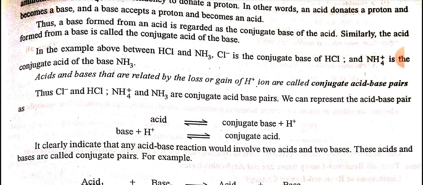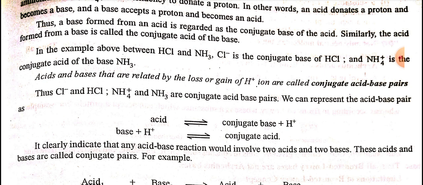Acids and bases that are related by the loss or gain of H plus are called conjugate acid-base pairs. Thus, chloride and HCl, ammonium and ammonia are conjugate acid-base pairs. We can represent the acid-base pairs as acid giving conjugate base plus H plus. This clearly indicates that any acid-base reaction would involve two acids and two bases. These acids and bases are called conjugate pairs.